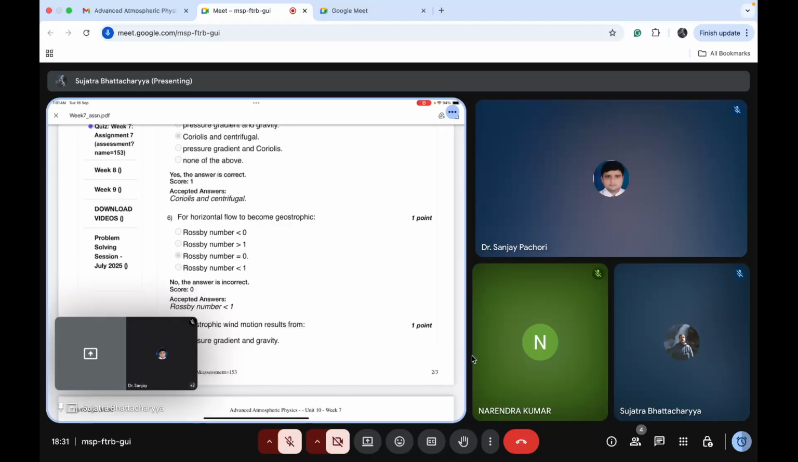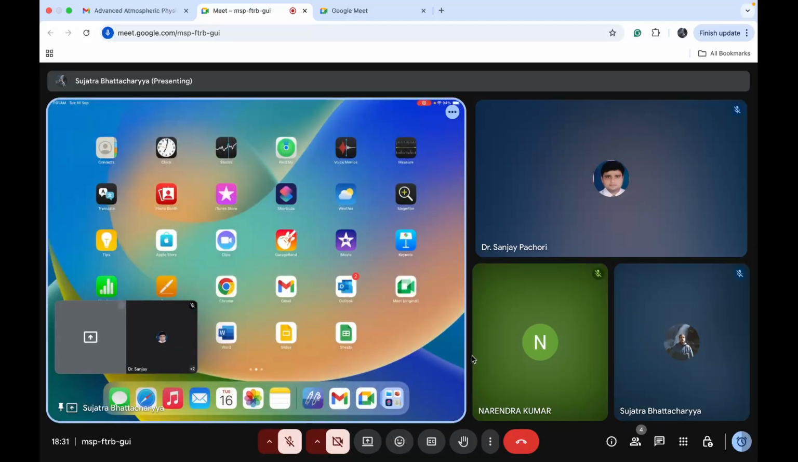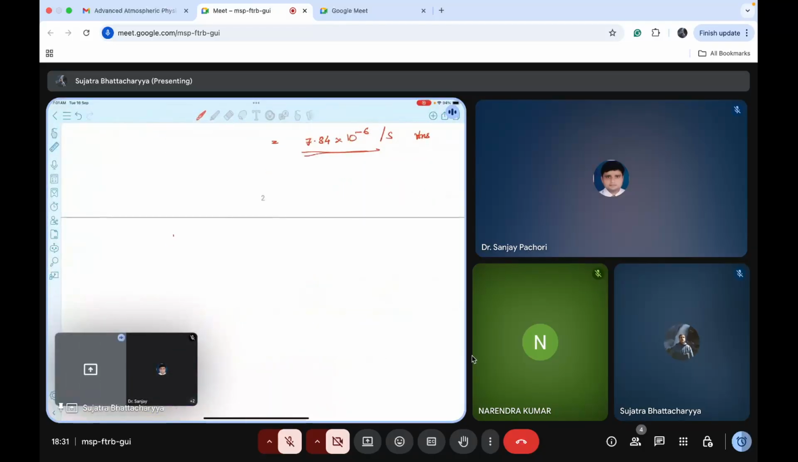See, for Rossby number, exactly when it is equal to 0, we have seen that it becomes geostrophic. So, according to me, it should be Rossby number equal to 0. But Rossby number less than 1 is also a kind of geostrophic approximation. So we can write Rossby number equal to 0 and less than 1. So these two, according to me, are right. So I don't know what is the specific reason for Rossby number less than 1, but understand how we calculate. Okay. So this is the sixth one.